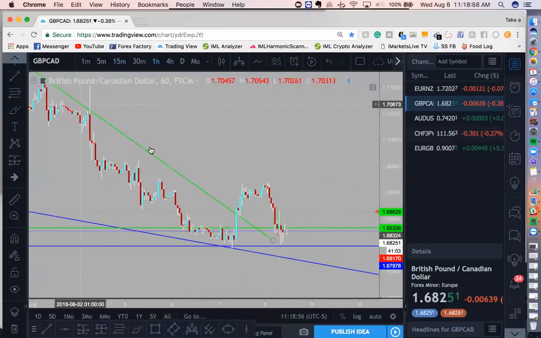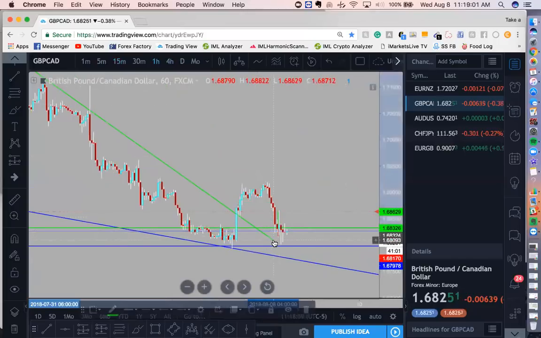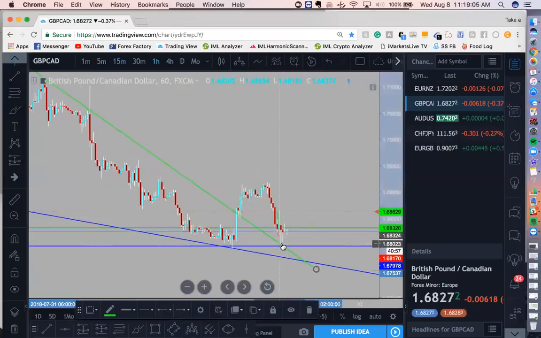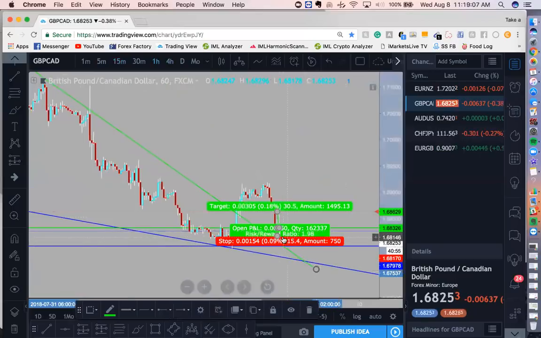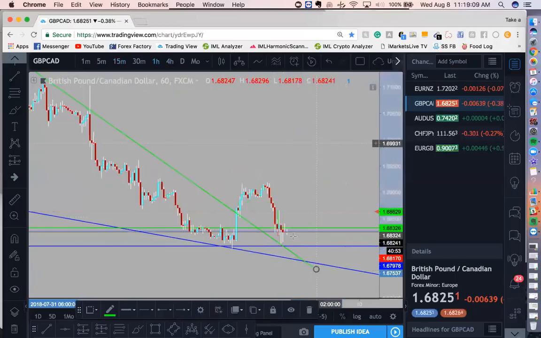It broke this hourly trend. Technically, it just retested it. Let me extend this down. Look at that. Just retested it to a T right here. So there is still a lot of upward moving potential on this. So stay tuned for another GBPCAD buy if this setup comes our way.